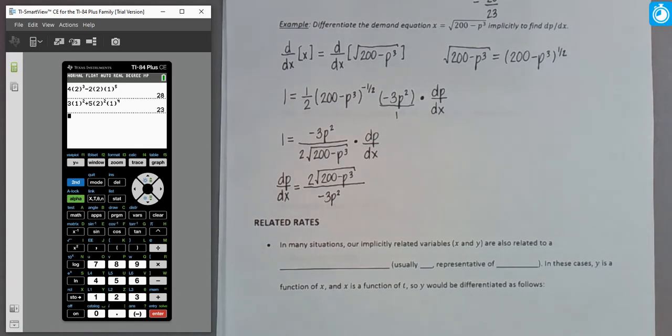Now it's interesting to note here, we don't actually see an x anywhere. Everything here is in terms of p. So in this case, something special happened. We don't actually have an x, but we do have the derivative that we wanted.